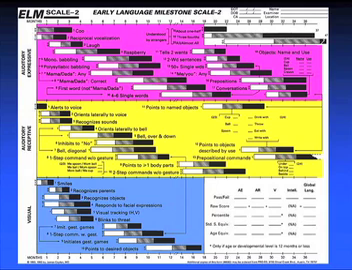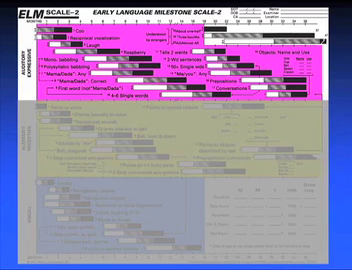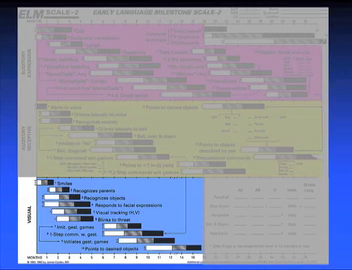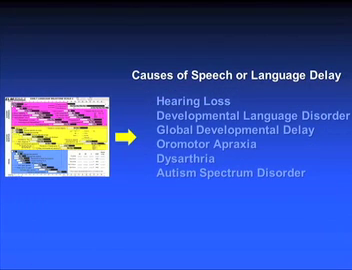The ELM scale consists of 43 items divided into 3 subscales: auditory expressive, auditory receptive, and visual. The ELM scale is able to detect children with speech or language delay from many different causes, including hearing loss, developmental language disorder, global developmental delay, oromotor apraxia, dysarthria, and autism spectrum disorder.